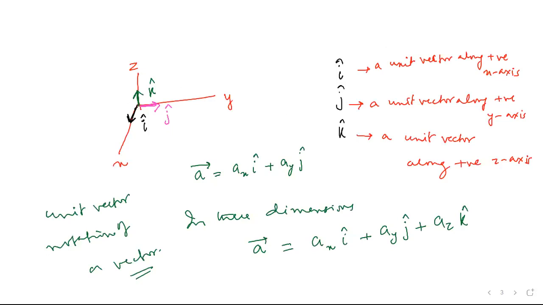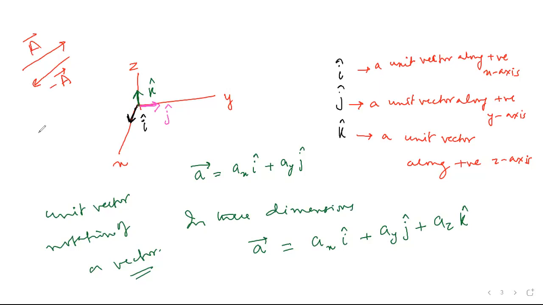What about negative of a vector? In graphical method, we say if this is vector A, then minus A is a vector having same magnitude but opposite direction. In component interpretation, minus A is a vector which has negative times all the components of A. That means if components of A are ax, ay, az, components of minus A are minus ax, minus ay, minus az, right?